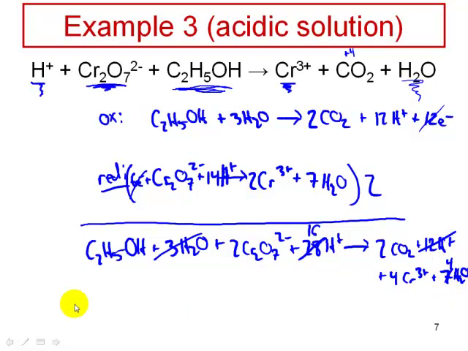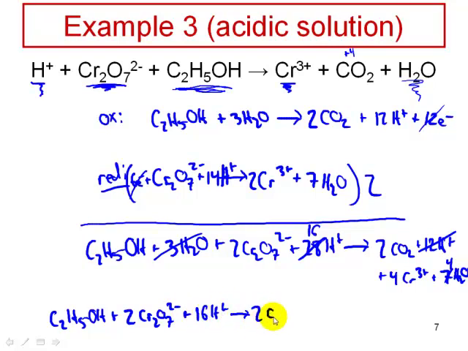So if I look at the total, overall, after removing duplicates, we have ethanol, C2H5OH, plus 2 Cr2O7 2 minus, plus 16H plus, yields 2 carbon dioxide, plus 4 Cr3 plus, 4 H2O, and there we go. Now that equation is balanced.